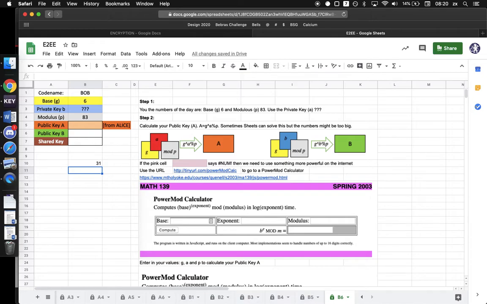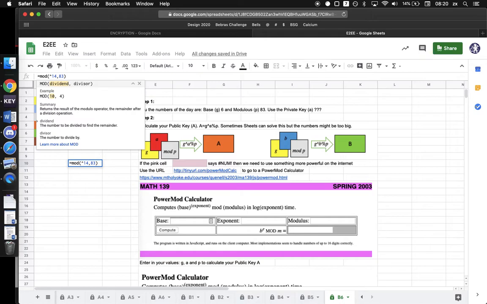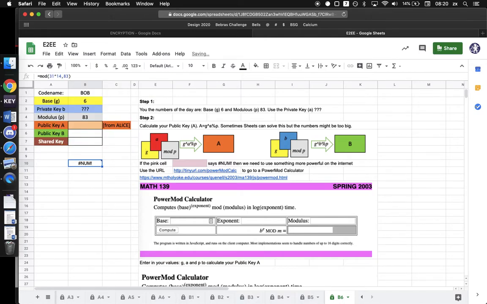Now I can do that. The problem is that when I take a really big number, like when I take 31 to the power of 14, you can see how it comes up with num, and that is bad. We do not want num, because num means the number is too big and we can't deal with it. So this is where we're going to use a computer program to do this.